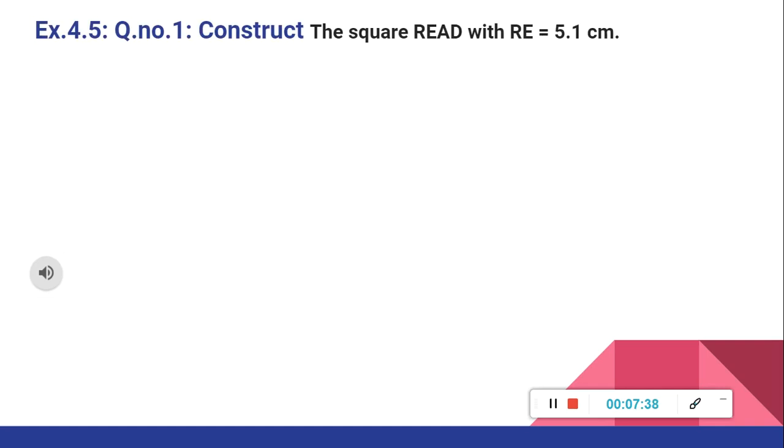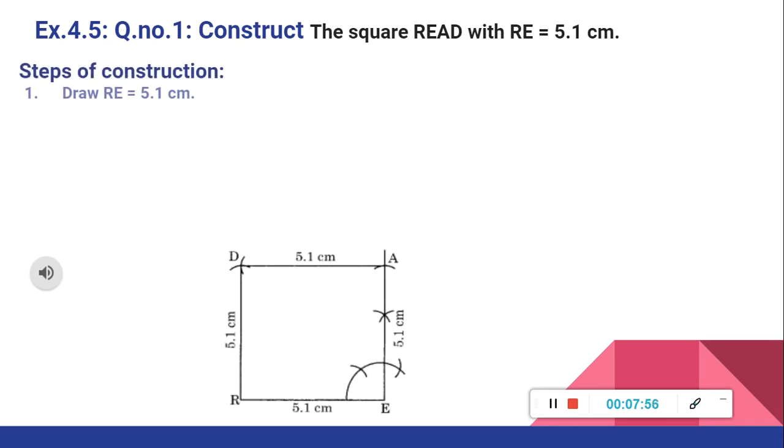Okay, so here we are starting our exercise 4.5, question number 1. Construct the square READ with RE equal to 5.1 centimeter. Let's see how to construct. Here you can see that only one measurement is given. But for a square, we know that all sides are equal and all angles are 90 degrees. So first step, draw line segment RE, that is 5.1 centimeter. Now draw an angle of 90 degrees at E and cut EA equal to 5.1 centimeter. That is point A.